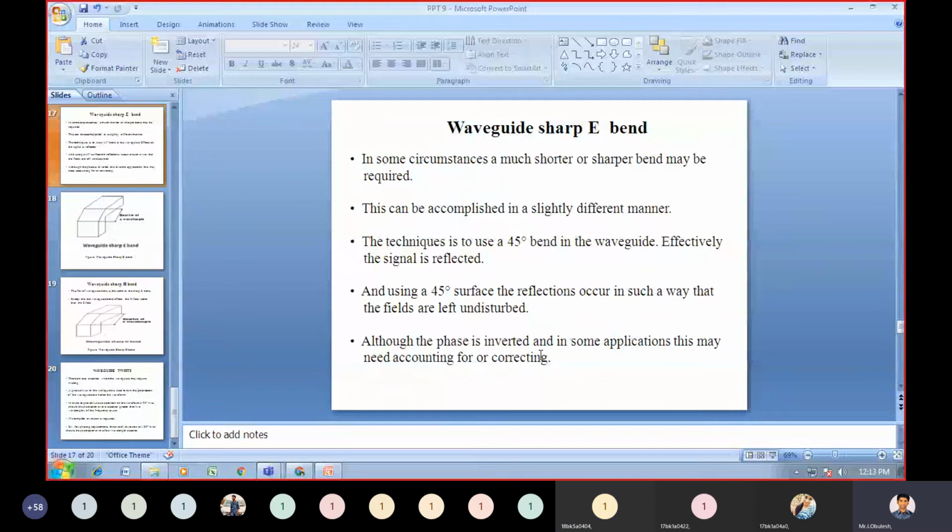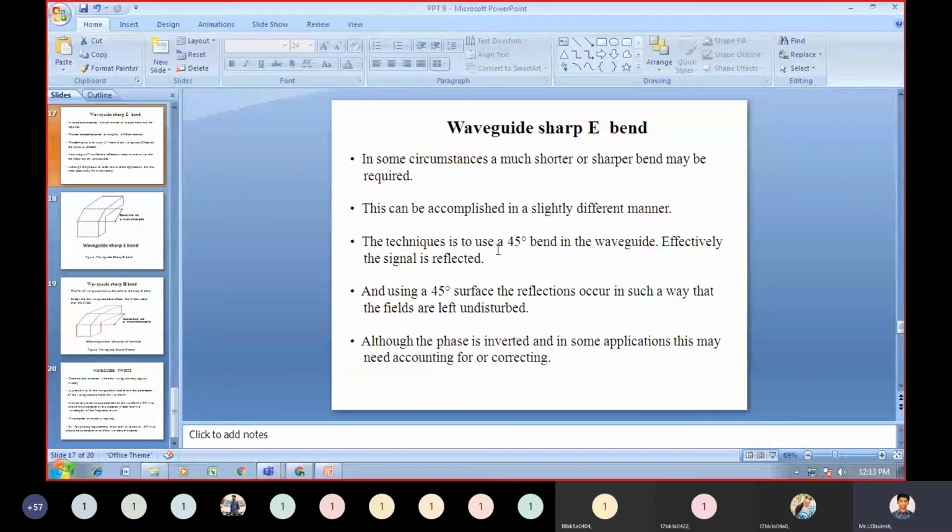Next one is the waveguide sharp E bend. In some circumstances, a much shorter or sharper bend may be required. So in some cases, we require a sharp E bend, a sharp electric field bend. This can be accomplished in a slightly different manner. This technique is used for around a 45 degree bend in the waveguide.